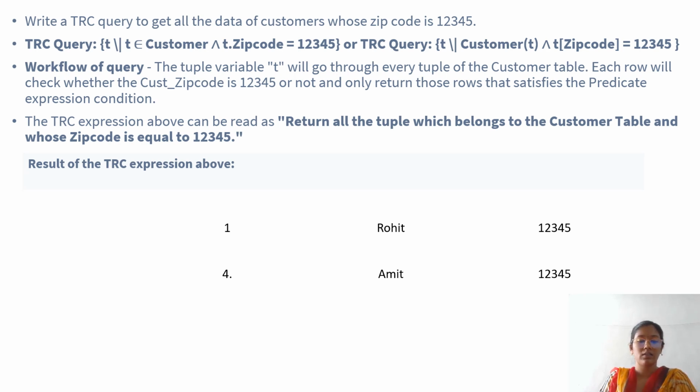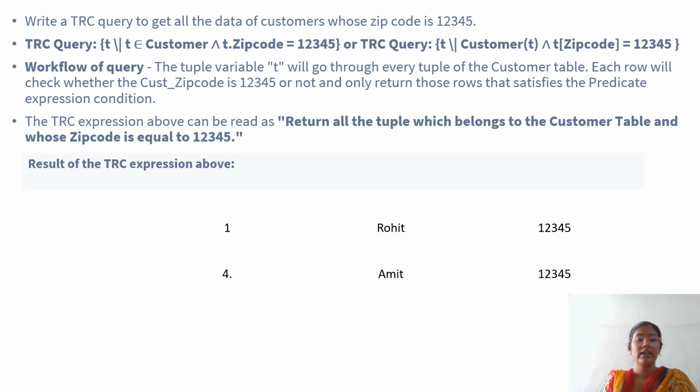As we have seen in the previous table, the zip code 12345 consists of 2 members. Their names are Rohit and Amit. And here is the TRC query for it. Workflow of the query: it tells us how the query goes through the table and checks each row. The tuple variable T will go through every tuple of the customer table.